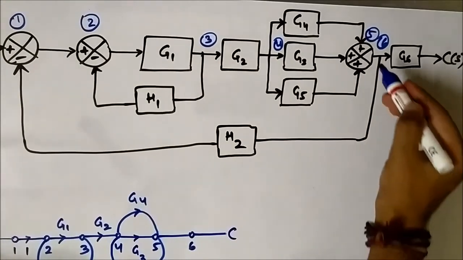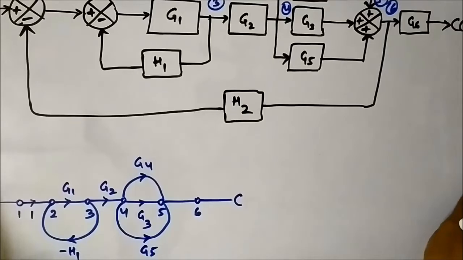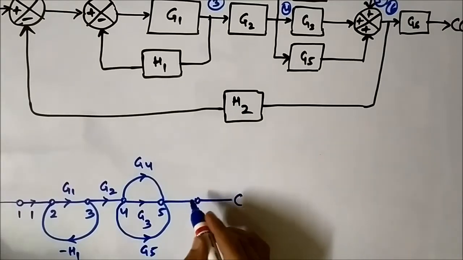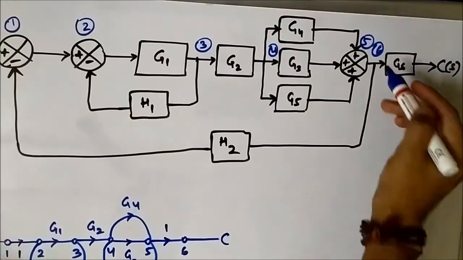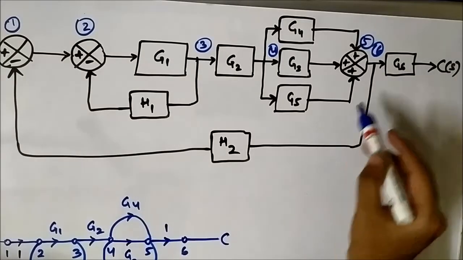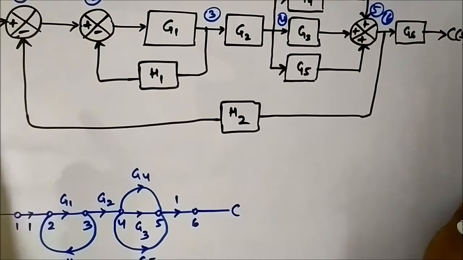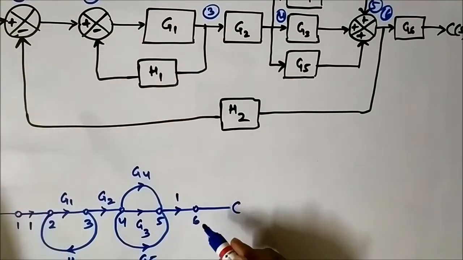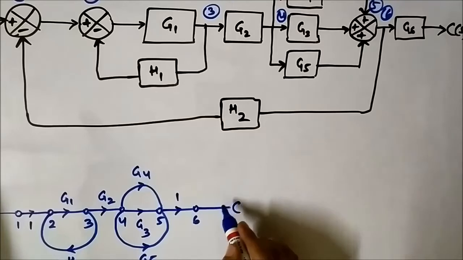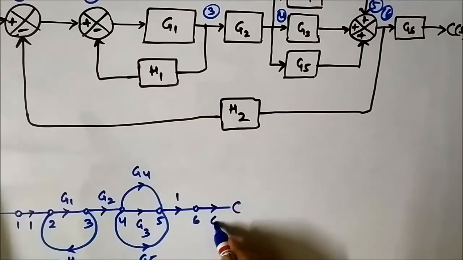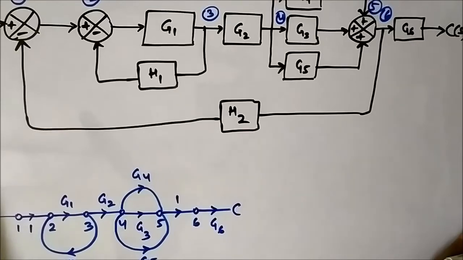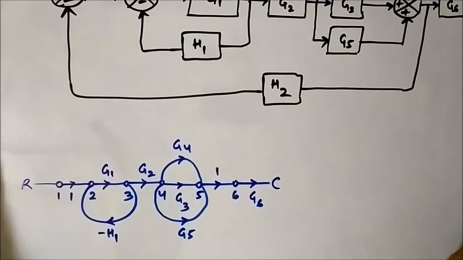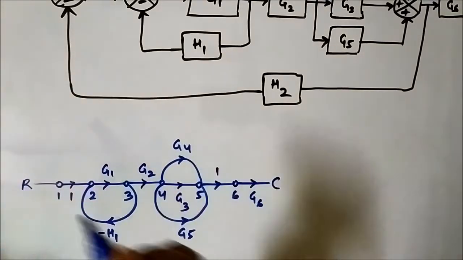Then between 5 and 6 there is unity gain, as I have taken them as two separate nodes. Between 6 and output node C there is a gain of G6. Okay, so the signal flow graph is done.